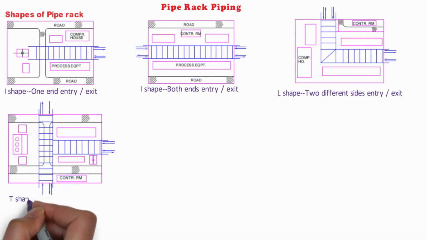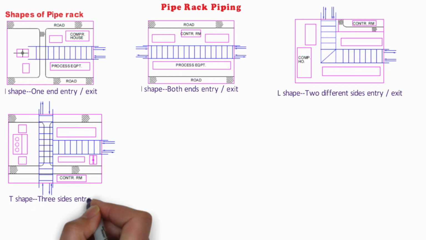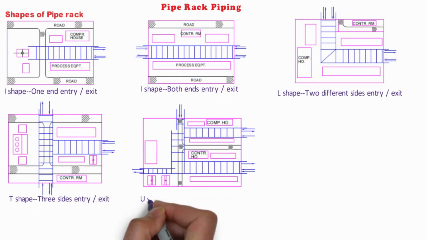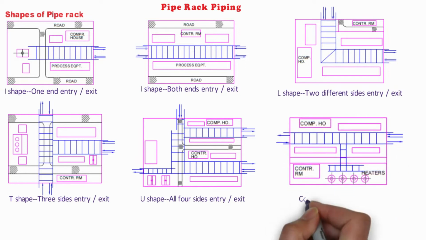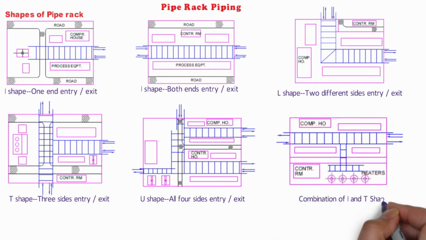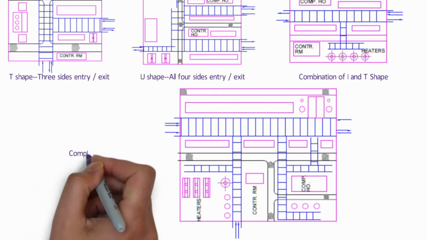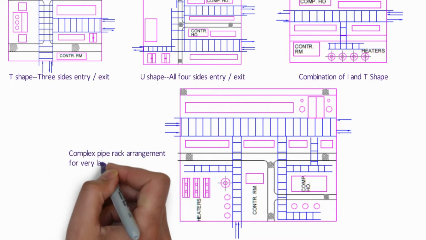And this line can enter or exit from three different sides. In U-shape, lines can be run in four directions, on all sides. This is a combination of T-shape and I-shape. This is the most common one and the complex one, which is used in very large chemical plants.